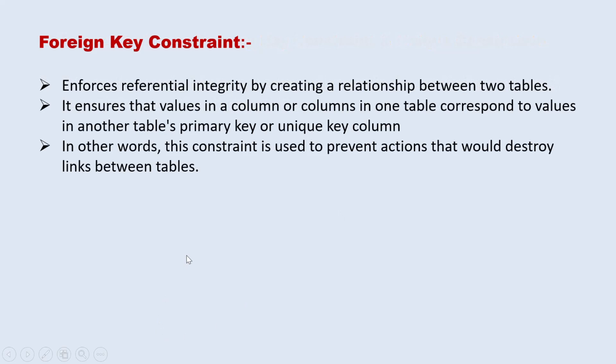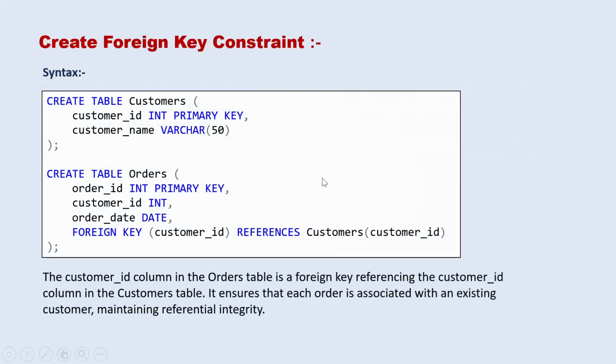Now coming to the foreign key constraint. So what is foreign key constraint? By definition, it enforces referential integrity by creating a relationship between two tables. So what does this mean? Let's say we have two tables, customer and orders. Okay. So by creating a foreign key constraint, you can ensure referential integrity.